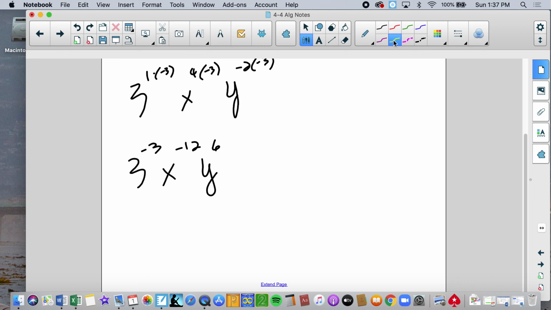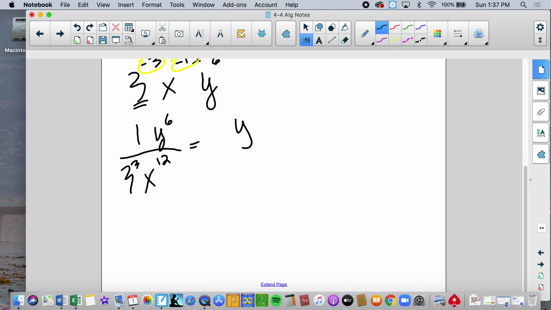We have to deal with these negative exponents. We got to get rid of that negative. So that's going to become 1 over 3 to the third. That goes from the numerator down into the denominator. We got to deal with this negative exponent. So that goes down with it, x to the 12th. And my y to the 6th stays in the numerator.